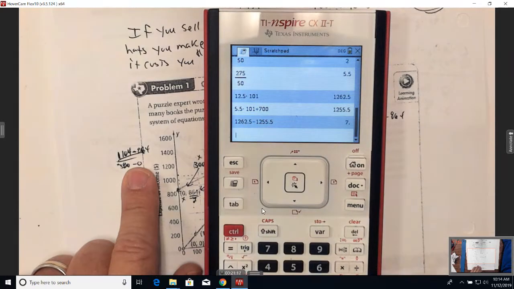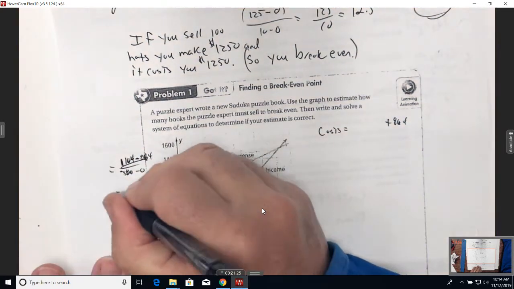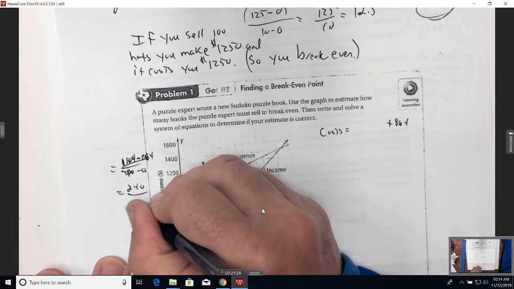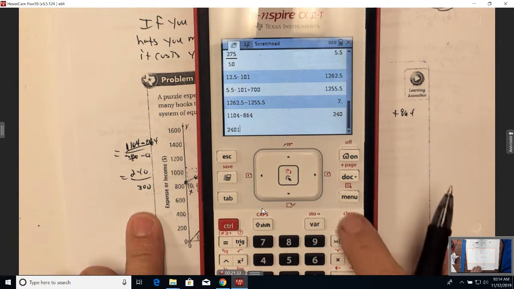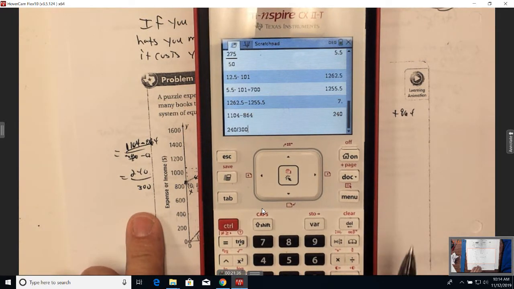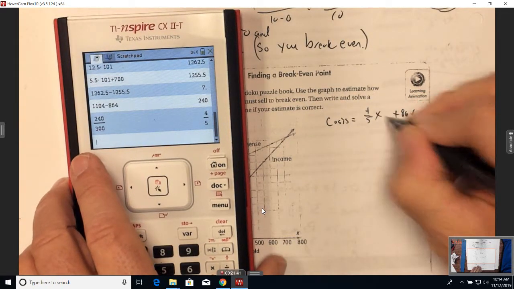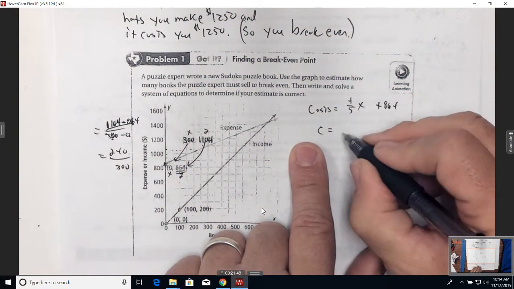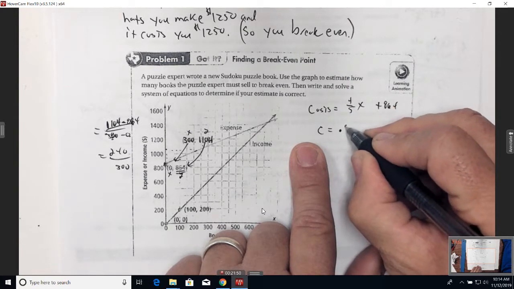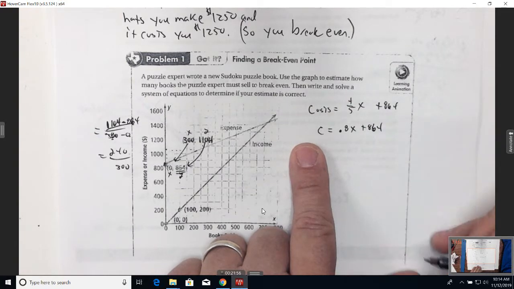So let's go to calculate. 1104 minus 864 is 240, all over 300 minus 0, which is 300. What's 240 divided by 300? 4/5. So what's my slope? 4/5 x. Do you know what that means? That means that my costs to produce this book is, what is 4 divided by 5 as a decimal? It's 80 cents per book plus an $864 setup fee.